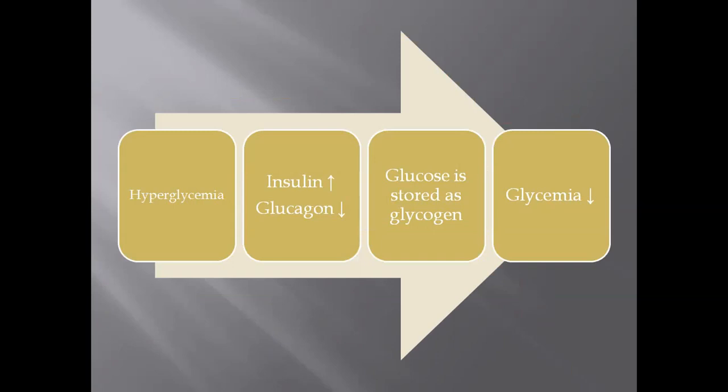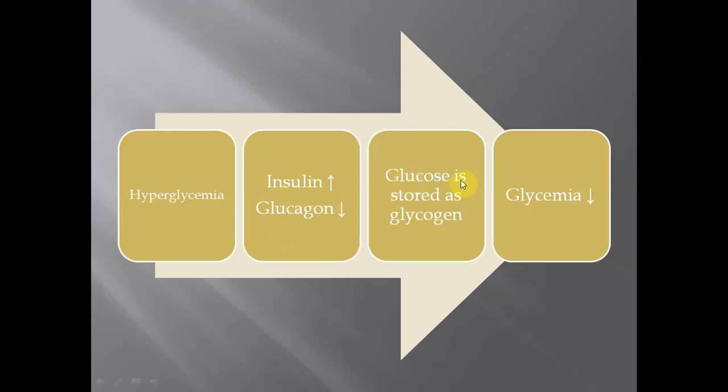What are the roles of these two hormones, the insulin and glucagon? So, in case of hyperglycemia, hyperglycemia means that the glucose level in the blood is higher than 1.2 grams per liter. For example, after a meal, the pancreas increases the secretion of insulin by the beta cells and decreases the production of glucagon by the alpha cells.